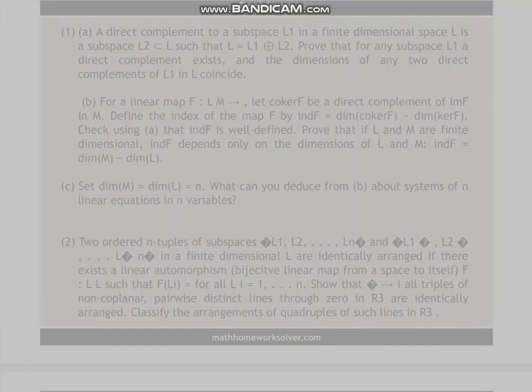Problems. C. Set dim M equals dim L equals n. What can you deduce from B about systems of n linear equations in n variables?